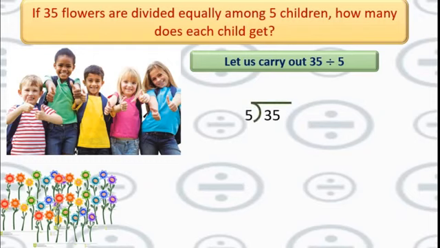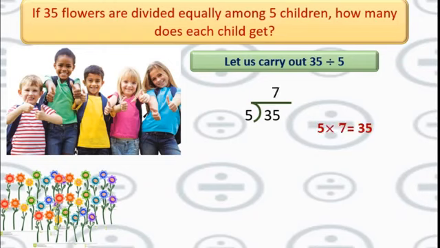Now 5 ones are 5. 5 twos are 10. 5 threes are 15. 5 fours are 20. 5 fives are 25. 5 sixes are 30. And 5 sevens are 35. 5 eights are 40. No. We will take 5 sevens are 35.